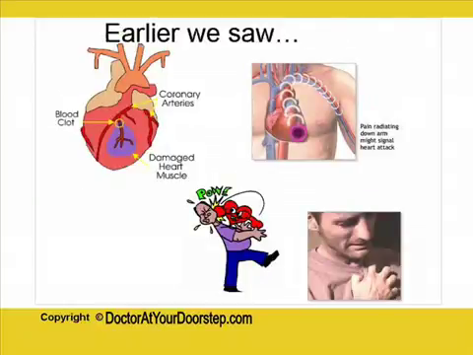We have already seen that if there is a blockage in any of the coronary arteries, the artery which supplies blood to the heart, then a certain part of the heart muscle is not able to receive the adequate amount of oxygen and nutrition, and therefore it gets infarcted. This situation produces angina or subsequently myocardial infarction.